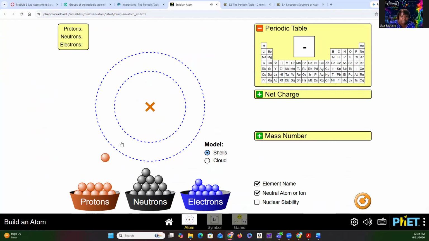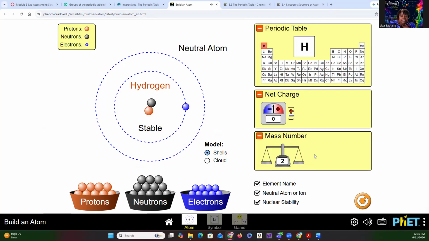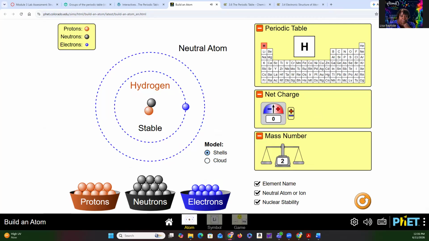So first of all, we're going to start off with one proton, one electron, and one neutron. This tells us this is hydrogen, okay? And we want to check nuclear stability. All right, so we know that this is stable. This will tell us the net charge. This will also tell us the mass number. So you want to make sure that all those are showing, okay? You can also look at the cloud view, but we're going to look at the shell view for the purpose of this. So this is hydrogen.